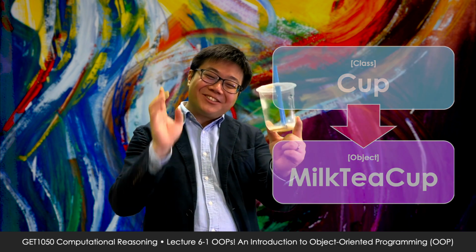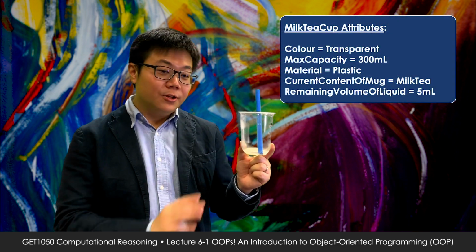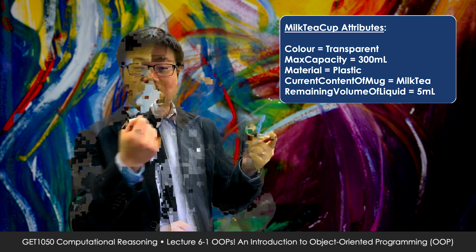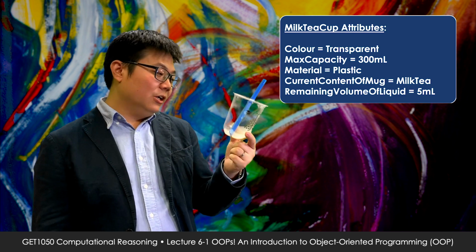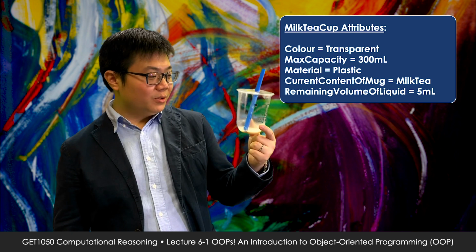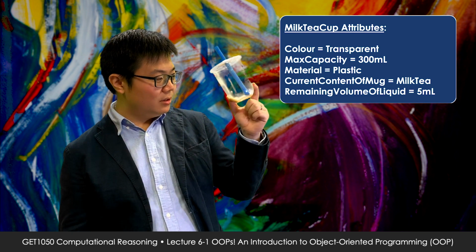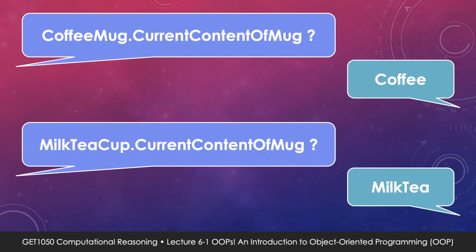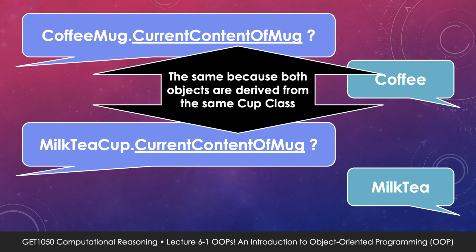Okay, anyway, so milk tea cup has the following attributes: color, transparent, max capacity 300 ml, material, plastic, current content of mug, milk tea, remaining volume of liquid, well, it's supposed to be 250 ml, but my TA drank, so I guess this is like what, 5 ml? Now, I can check the contents of the two cup objects just by invoking coffee mug.current content of mug and milk tea cup.current content of mug. Cool, right? The name of the attribute remains the same regardless of the object's name, as long as they belong to the same object class, that is the template.